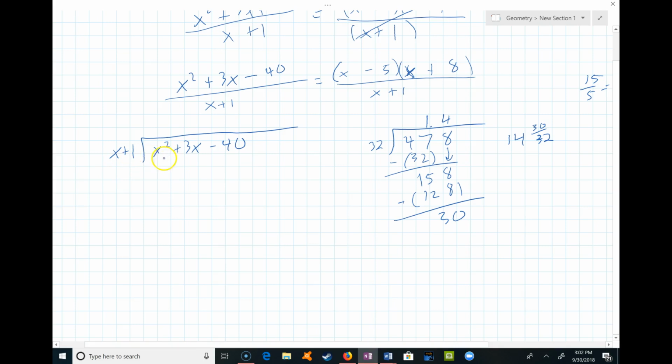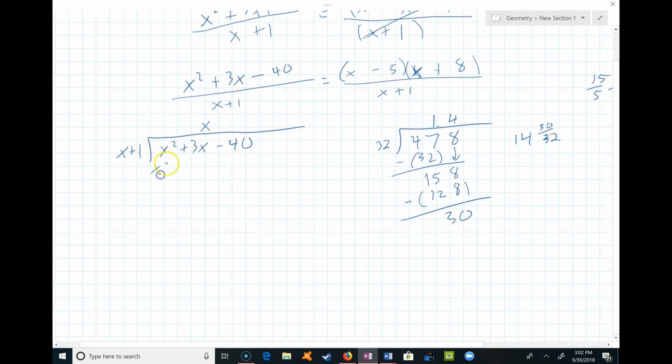Because there are 2 terms here, I'm going to go over to the first term of x squared plus 3x minus 40, and I'm not going to look at both terms at the same time. I'm just going to say what times x equals x squared, and the answer of course is x, so I put an x there. Then I multiply, just like I multiplied 1 times 32. I'm going to go x times x, which is x squared, and x times 1, which is x. Then I subtract what I just did, just like I did over here. x squared minus x squared, of course, is 0. That's what we're shooting for. And 3x minus x would be 2x.